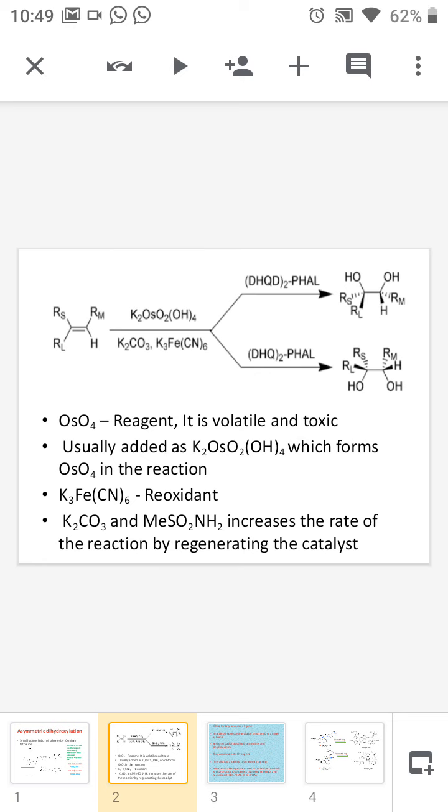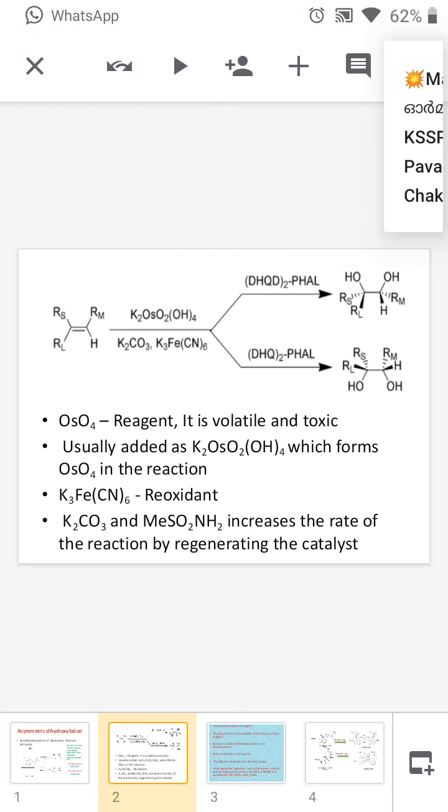And during the oxidation, we are using a reoxidant. This reoxidant is used for regenerating the osmium tetroxide. Usually we are using the reoxidant K3Fe(CN)6. And we also use K2CO3 and MeSO2NH2, which will speed up the rate of the reaction and will also help the regeneration of the catalyst.